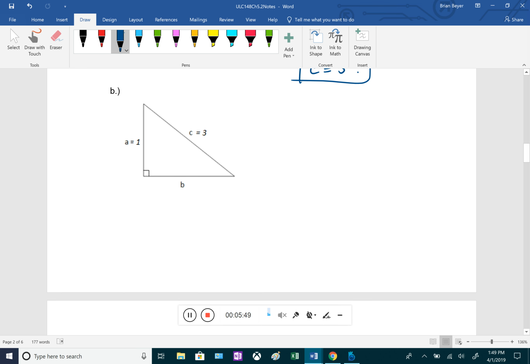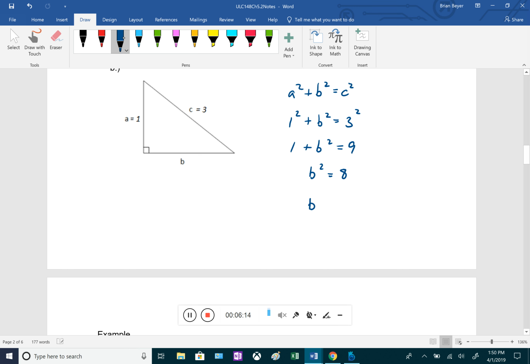Okay, next one, we have these 3 sides and we're missing b. So we're going to use the Pythagorean theorem, a squared plus b squared equals c squared. We plug in our values: 1 squared plus b squared equals 3 squared. That's 1 plus b squared equals 9. We subtract 1 on both sides. We get b squared equals 8. When we take the square root of both sides, we get the square root of 8.